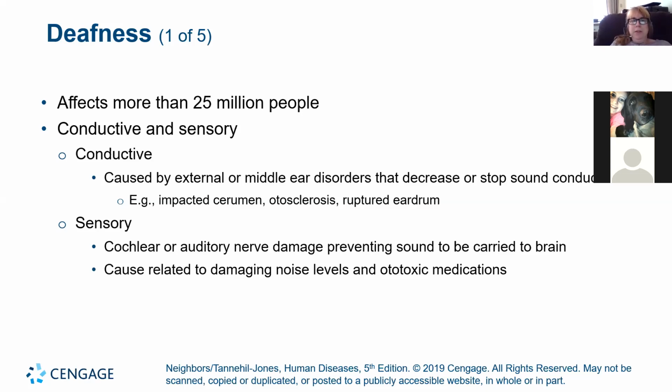The other type of deafness is sensory. Okay, and this is cochlear or auditory nerve damage, which prevents sound from being carried to the brain. It can be related to damaging noise level. It can be related to the side effects of some medications, or someone could be born this way.